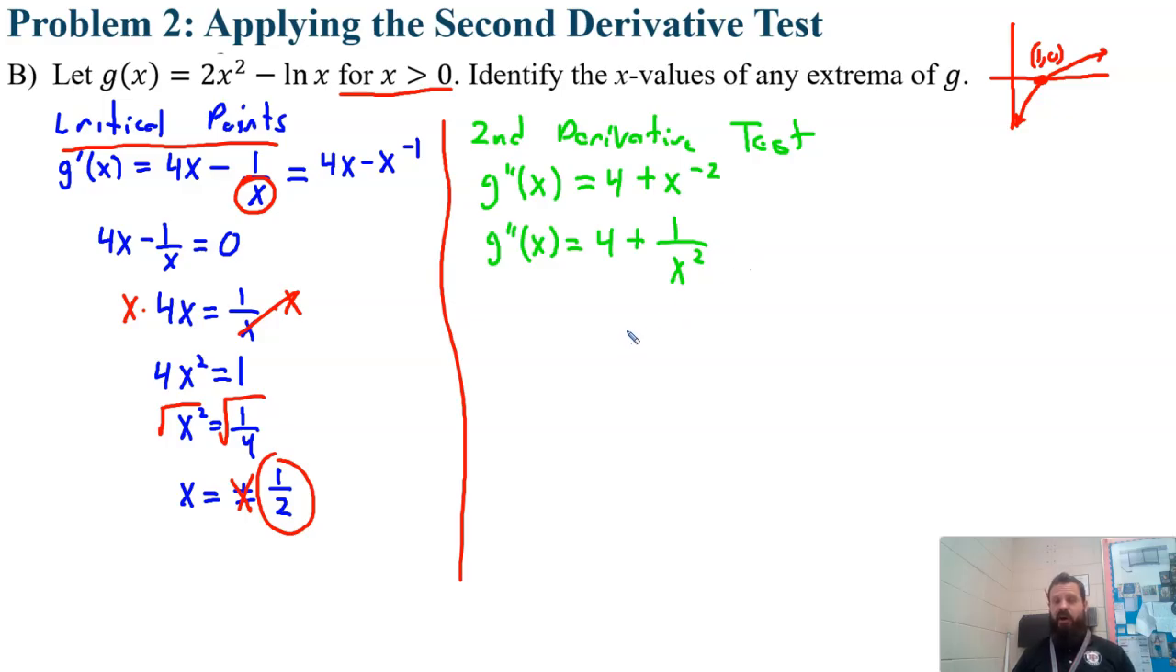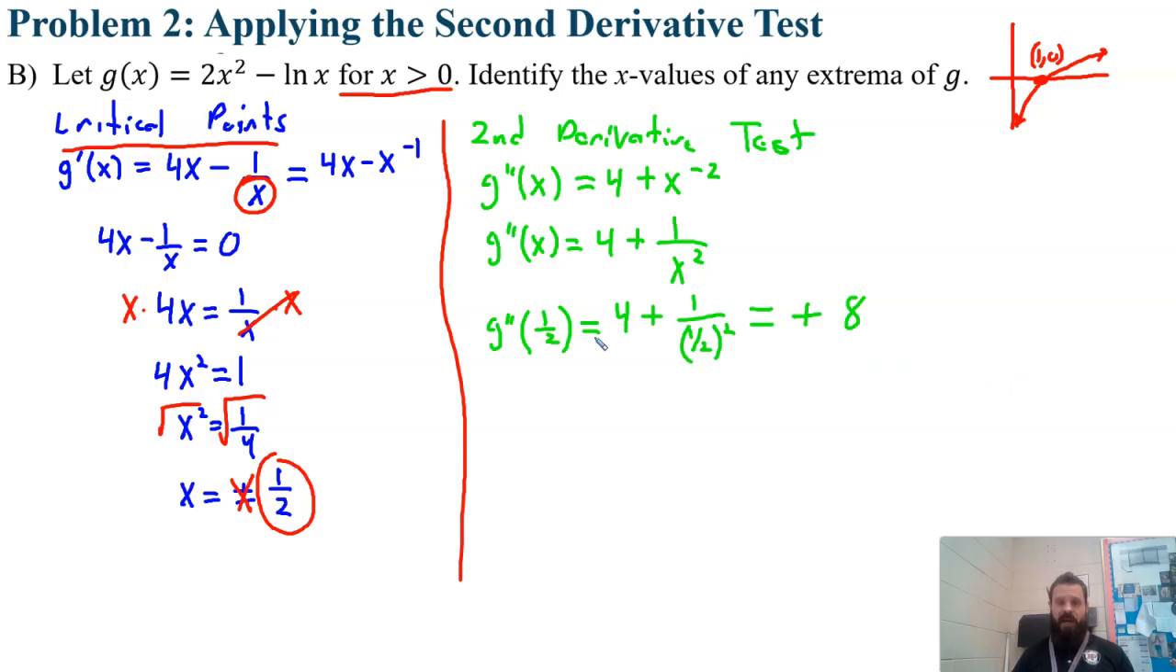We just want to figure out if our function is concave up or down or neither at this critical value. So we'll look at g double prime of 1/2. That's going to be equal to 4 plus 1 over (1/2) squared. We could actually quit at this point because all we're really worried about is whether it's positive or negative. I can tell this is going to be a positive answer here. But we could calculate it. 4 plus 1 over 1/4, in other words. Flip the reciprocal, that'd just be 4 plus 4, or an 8.